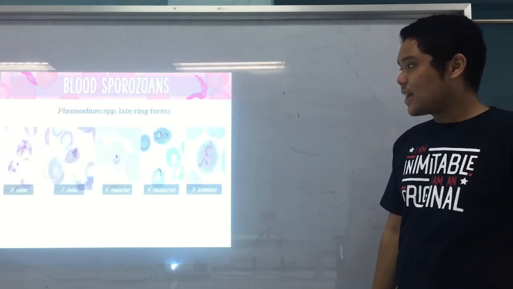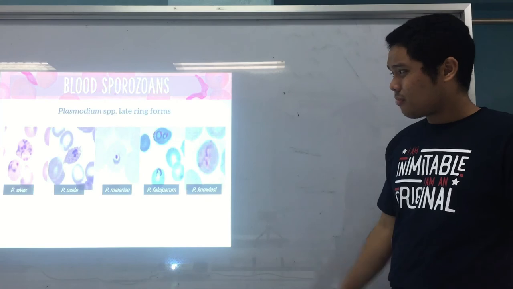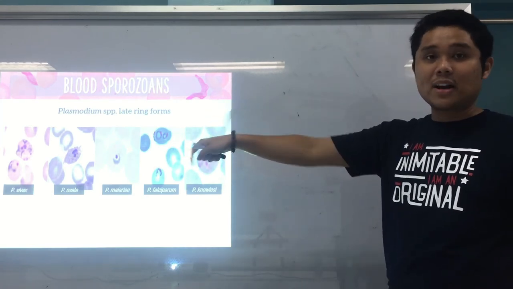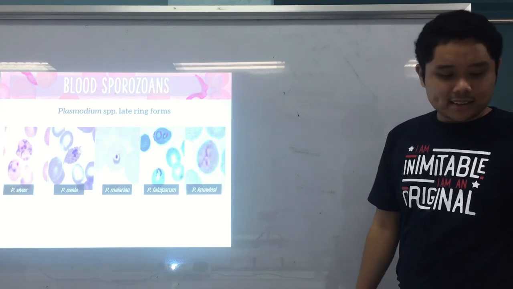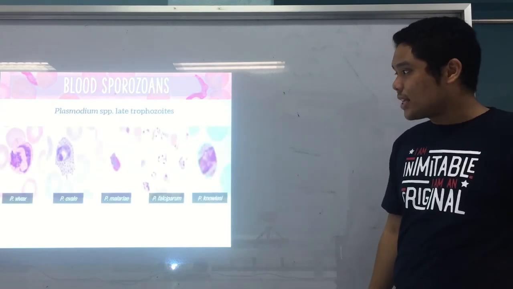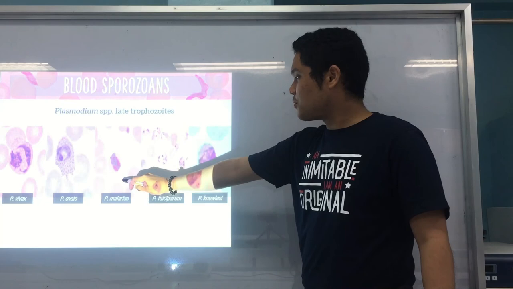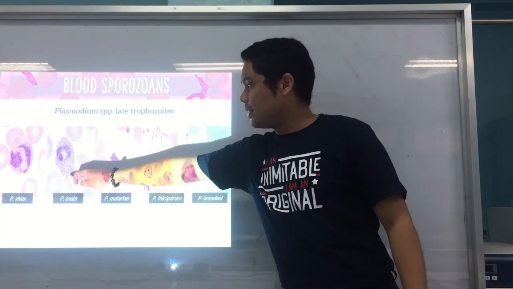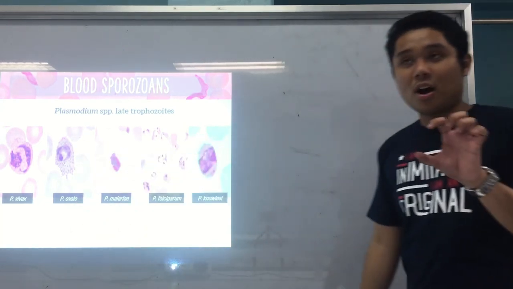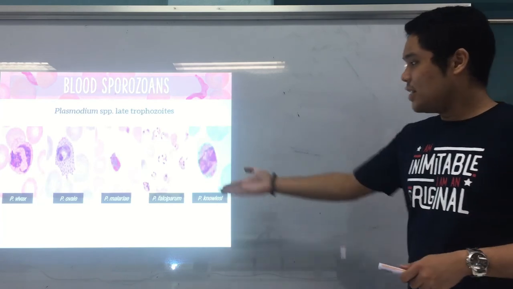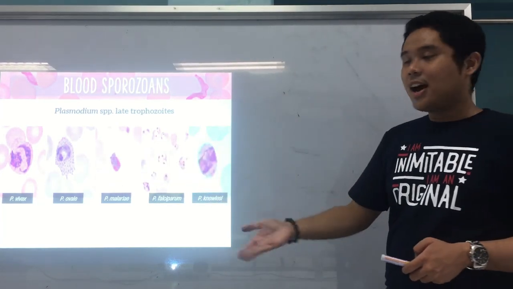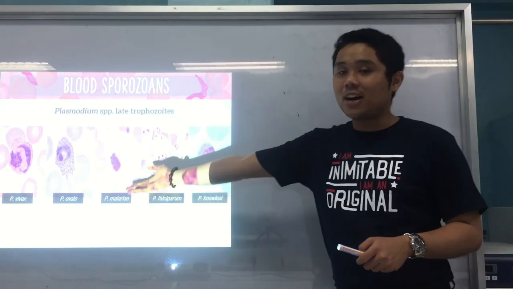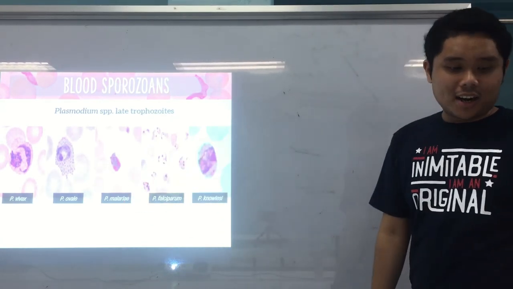Next, we go now to the late ring forms. Still the same, your P. ovale, consistent appearance, serrated, fibrillated RBCs. Next, we go now to the trophozoites. As you can see, band trophozoites for P. malariae, and P. ovale, serrated, fibrillated RBCs. And P. knowlesi is the same as P. malariae. The later stages of Plasmodium knowlesi are similar now to your Plasmodium malariae.